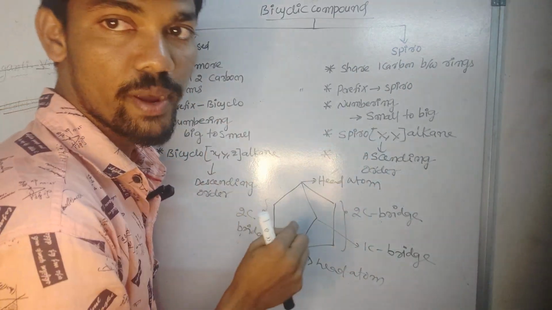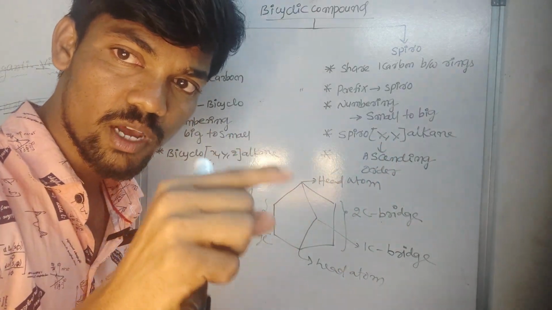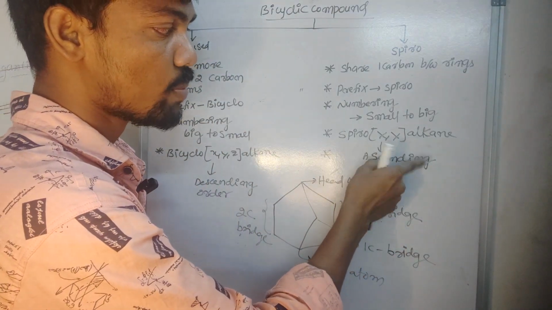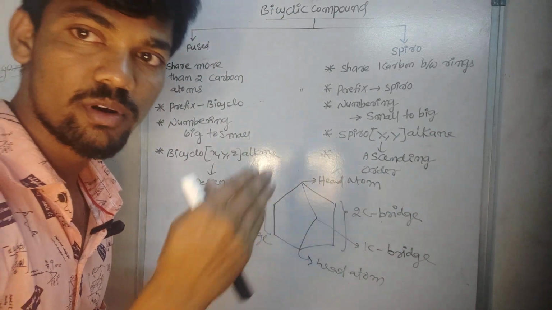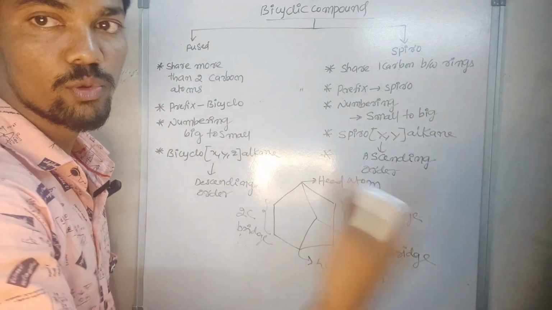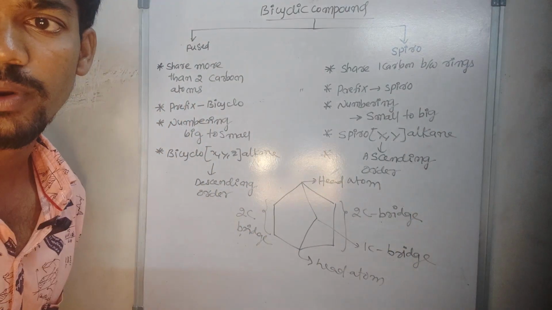So spiro has 1 carbon bridge, a 1 carbon compound. We have to look at the side rings. In the rings, how many carbons are there? We have to write that here. The alkane is in ascending order. Why? Because it is small to big, meaning an increasing number of carbons. This is the way. You are getting my point.